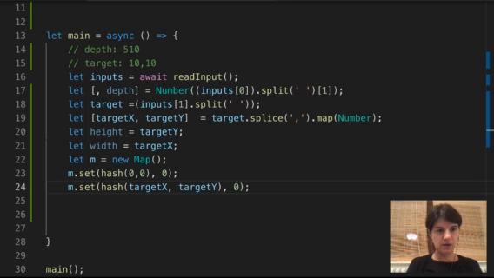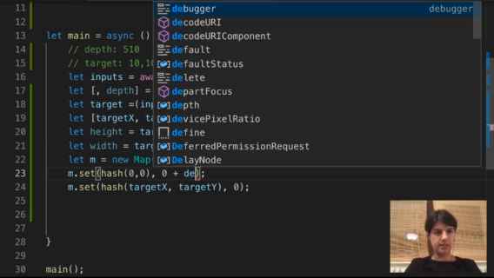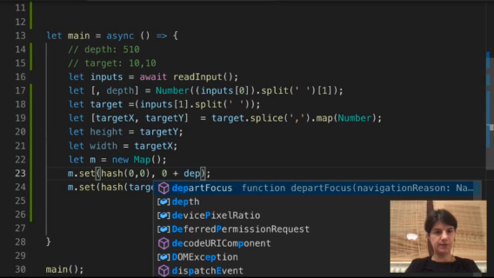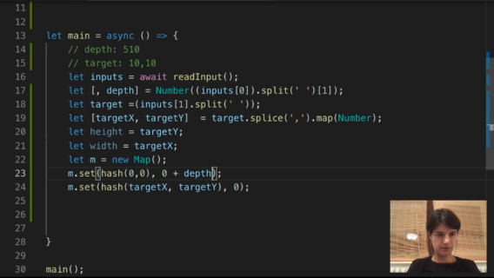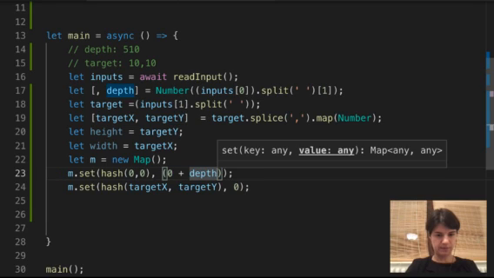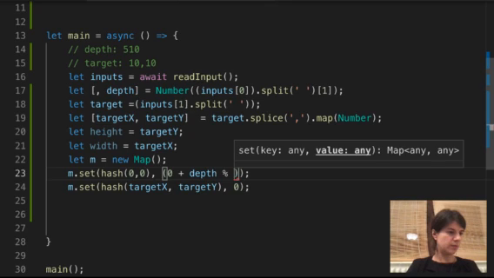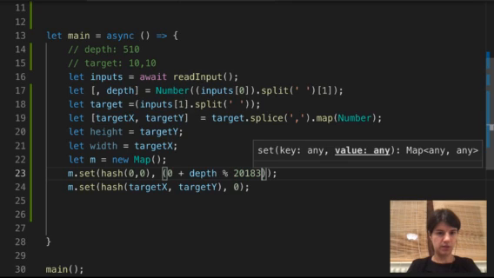So it's the hash of target x, target y. So this one here was 0 plus the depth. And then all of this modulo, what am I taking this modulo? 2183, I think that's a fixed number. And this is also this.